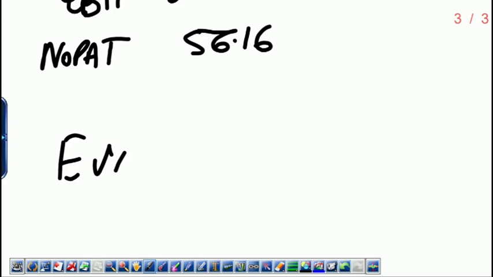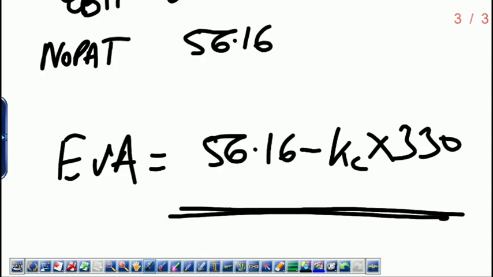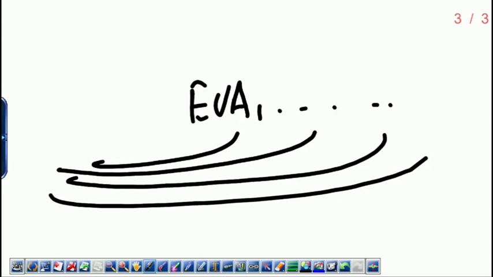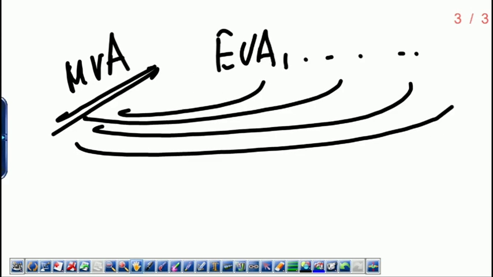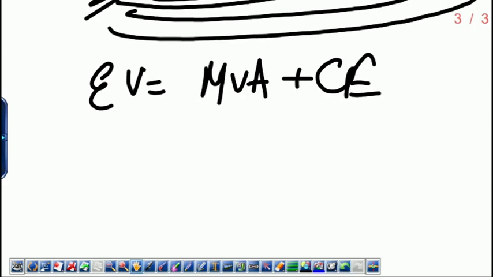So EVA is what? EVA is the NOPAT minus the KC, which we have calculated, into the capital employed, which is given. Okay. So you get the answer for EVA. Do remember that if we have EVA 1, EVA 2 and so on, and we pull them back, we get the MVA, market value added. And market value added is the excess of enterprise value over the capital employed. So the firm value or enterprise value is equal to market value added plus capital employed. And of course, from the enterprise value, if you deduct debt, you get the value of equity.